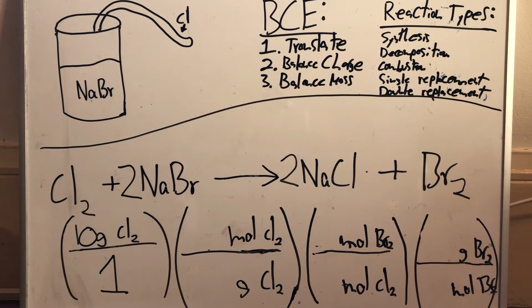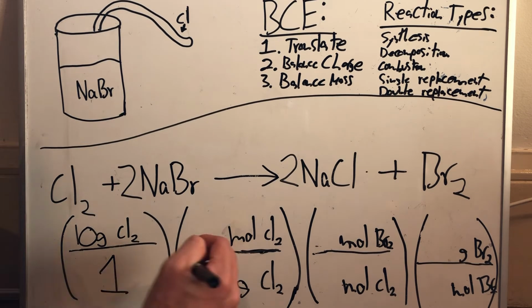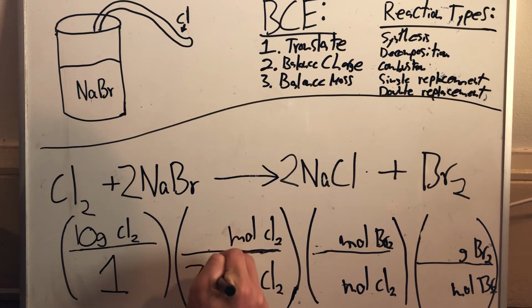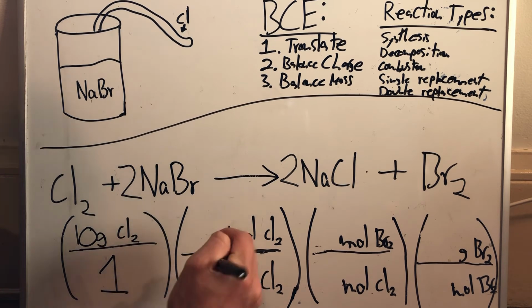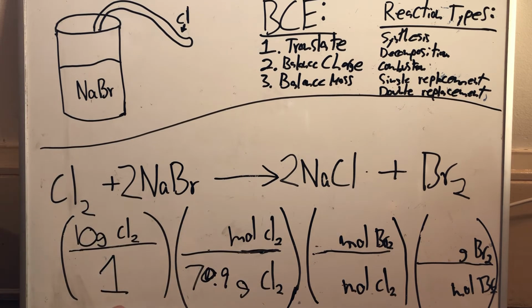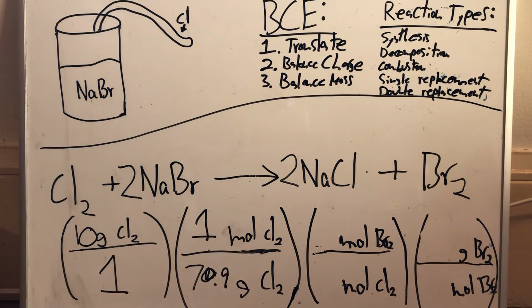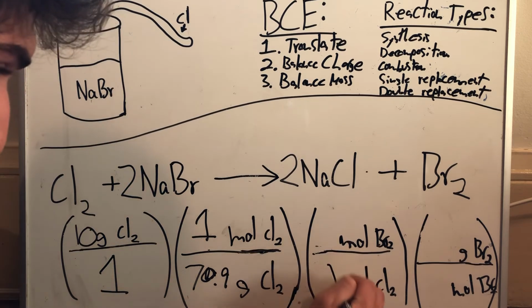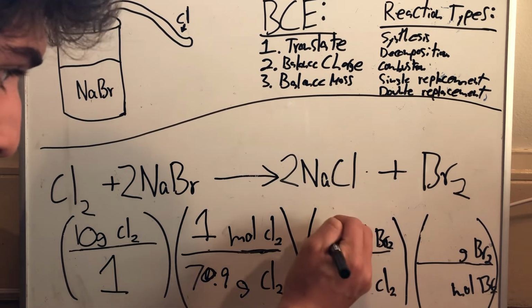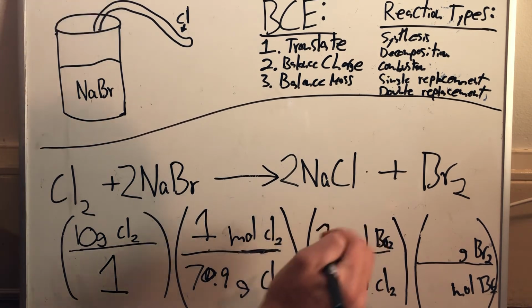So 35.45 is going to become 70.9. Okay, sorry for that handwriting. Okay, 70.9 grams of chlorine per 1 mole of chlorine. Okay, and now we're going to transfer from moles of chlorine to moles of bromine. You see how we're kind of moving along? 1 mole of chlorine to 1 mole of bromine.